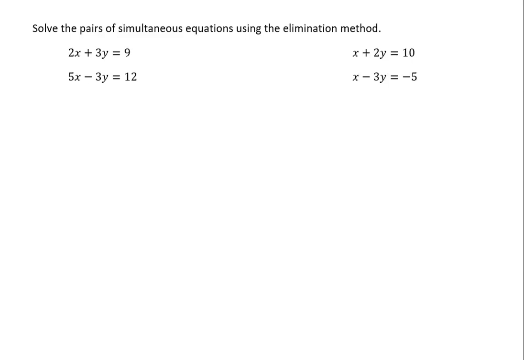In this video, we're going to look at the elimination method for solving pairs of simultaneous equations. In the elimination method, we're trying to eliminate one of the variables by adding or subtracting the two equations together. Let's have a look at the process. We start by naming our equations number 1 and number 2, just like the substitution method.